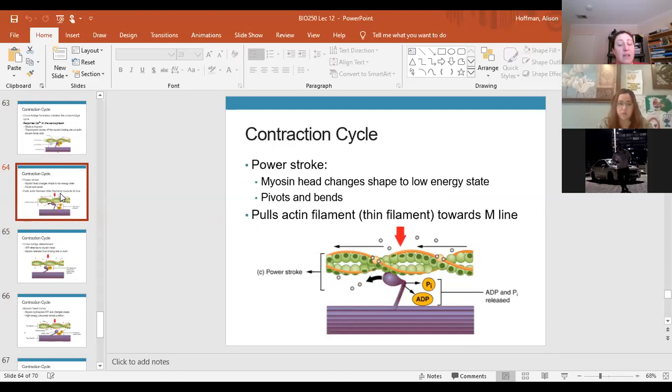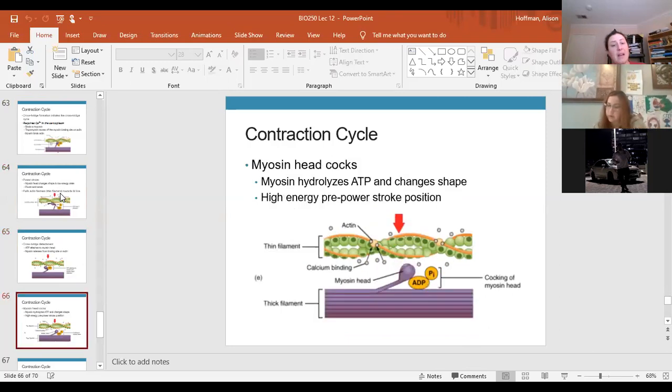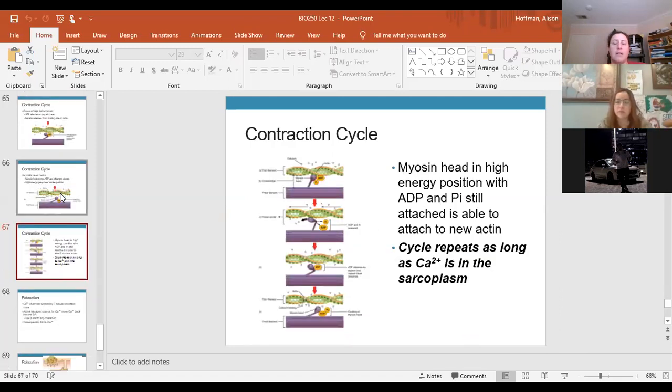Then we make use mechanically of the energy with the power stroke, right? And then we let go with cross-bridge detachment because of the binding of the ATP, and then we do it again. It just keeps going as long as there's calcium present. Technically, we need ATP present as well, but we don't tend to run out of ATP. The energy usage mechanisms that we talk about later on are able to keep these cells in a good supply of ATP. So the calcium is the regulator of the continuation of the contraction cycle.